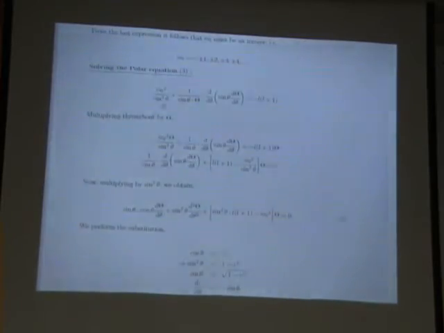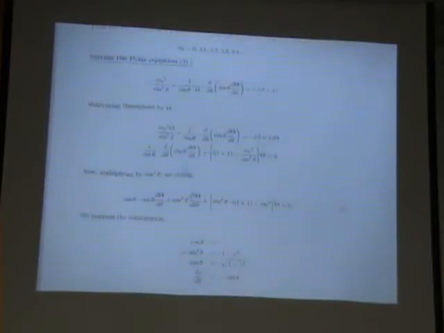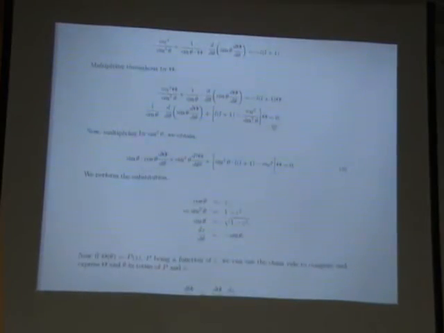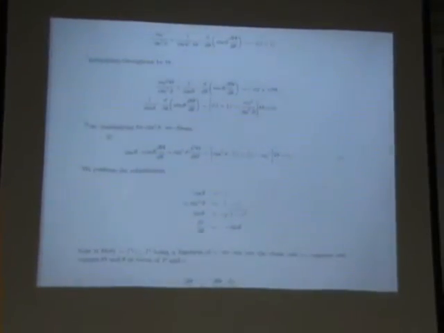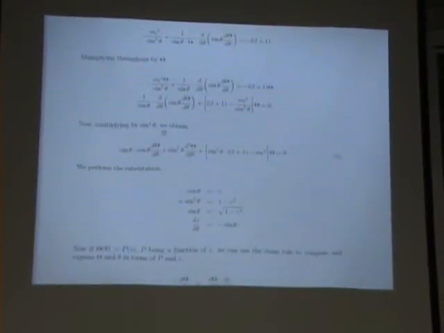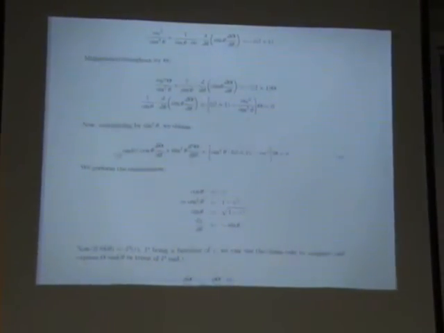Now I multiply this equation by capital theta, and I get this form. I've just done some algebra. I take L plus 1 to the other side. Now I multiply by sine square theta, so I remove all the denominators. This is what I get.